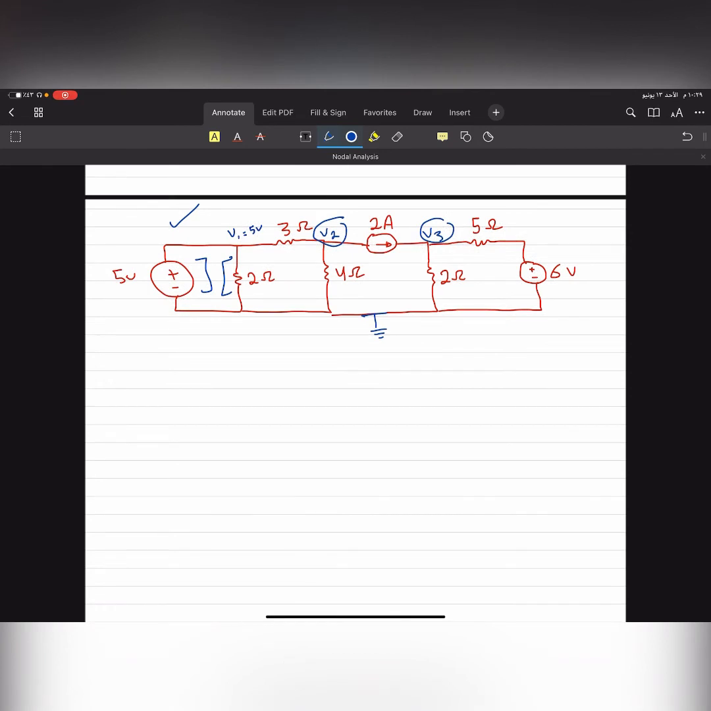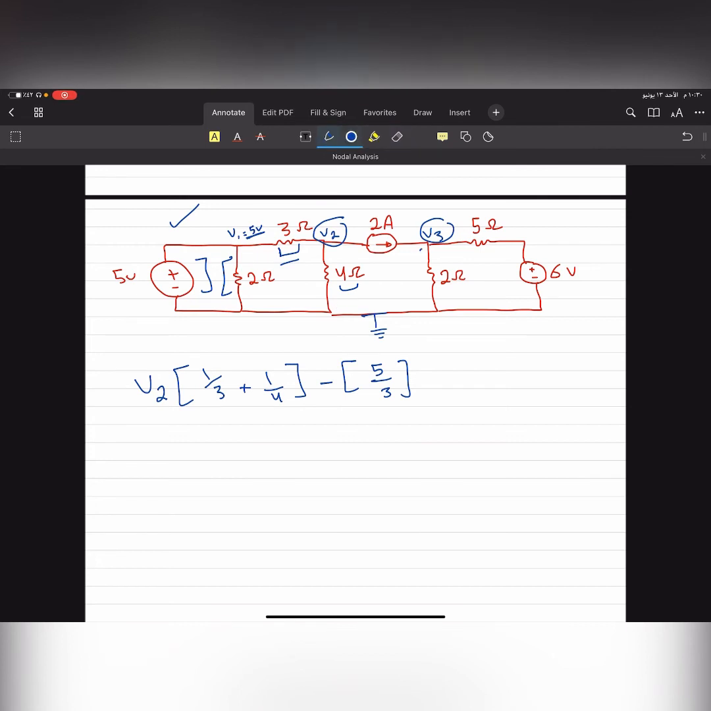So in node 2, I will use the shortcut method here, okay? V2 multiplied by the summation of the adjacent resistances, this one and this one. Don't forget 1 over resistance, so it's the conduction, which is in Siemens. 1 over 3 plus 1 over 4 minus the mutual voltages. Here the mutual voltage is 5, so 5 over 3, this 3. Here the mutual voltage is 0, so you don't have to put 0 over 4.